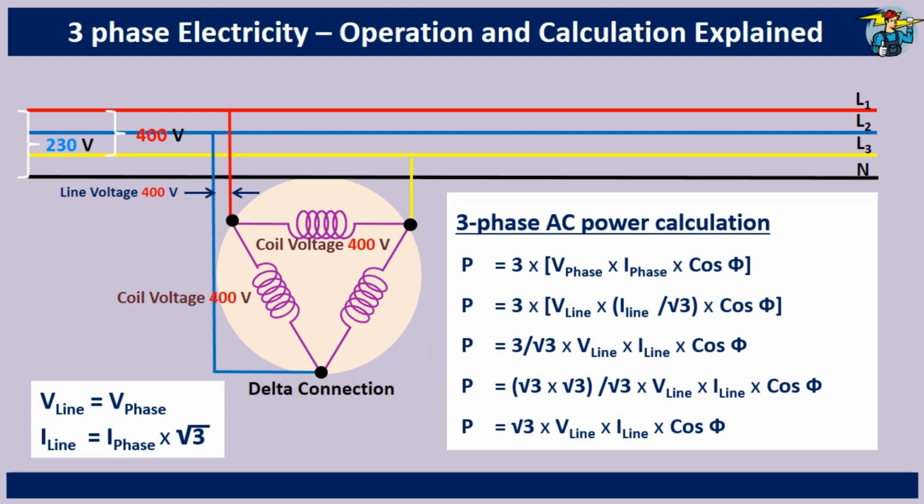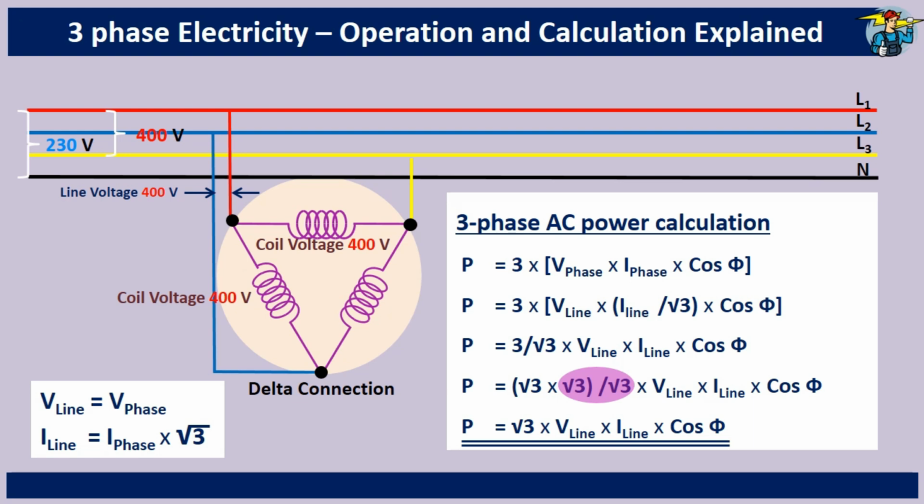Once again, we can expand the factor of 3, as square root of 3 multiplied by square root of 3. This allows us to cancel 1 square root of 3 from the top, with the 1 in the denominator, just like we did with the star connection. Once again, we are left with just 1 square root of 3 on top. Therefore, the final equation for three-phase power is P equals square root of 3 multiplied by V line, multiplied by I line, multiplied by cos phi.